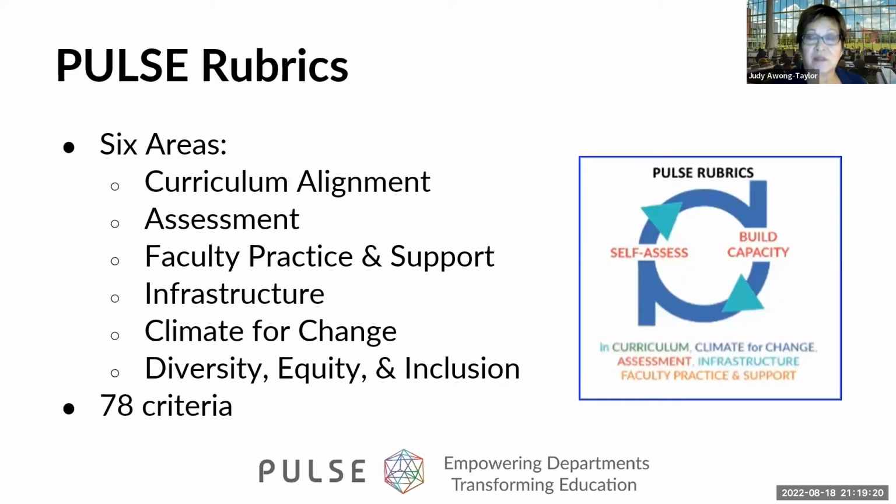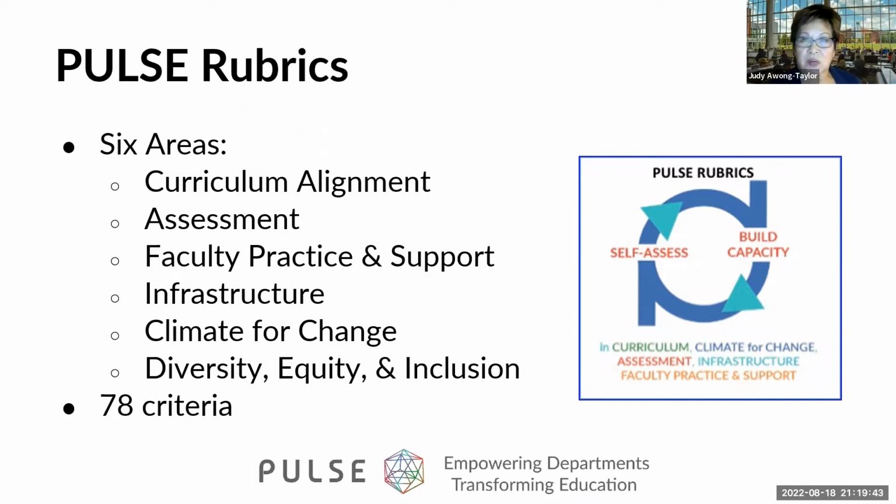The rubrics are divided into 6 areas. 1, curriculum alignment. 2, assessment. 3, faculty practice and faculty support. 4, infrastructure. 5, climate for change. And 6, diversity, equity, and inclusion. In total, there are 78 criteria for the Pulse rubrics.